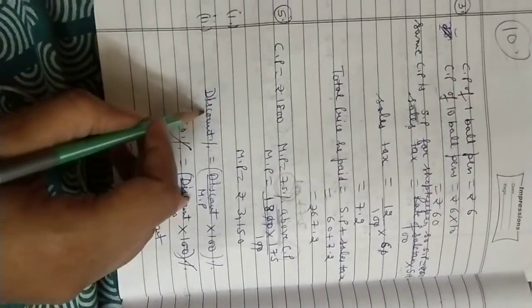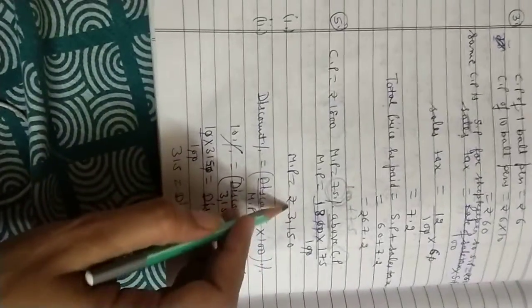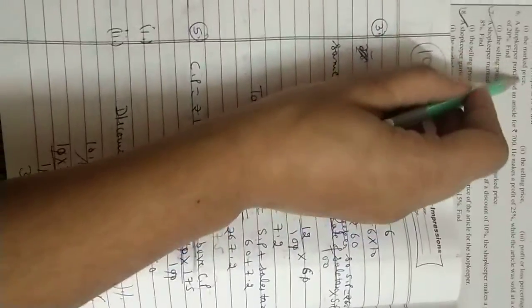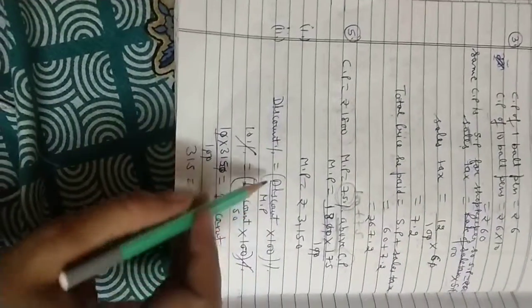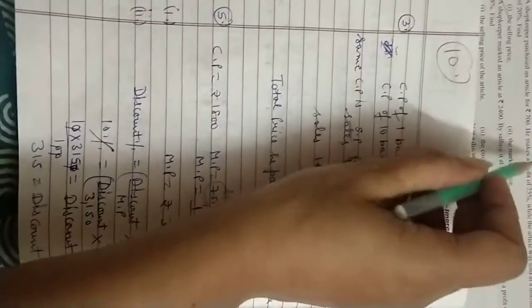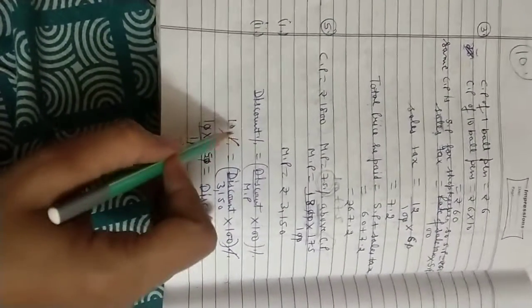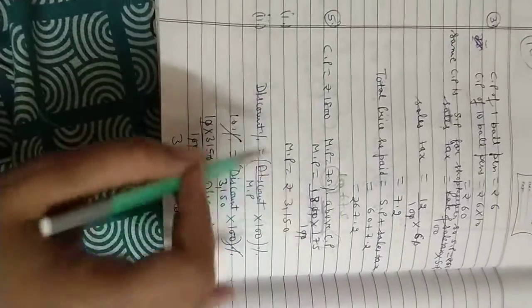Now, first of all we find the discount percent. So MP we have found: MP is 3150. Next is discount percent. Why do we take this? Because we have to find the value of selling price, and we know it is possible to find the discount only through discount percent, and then from discount and MP find the value of SP.